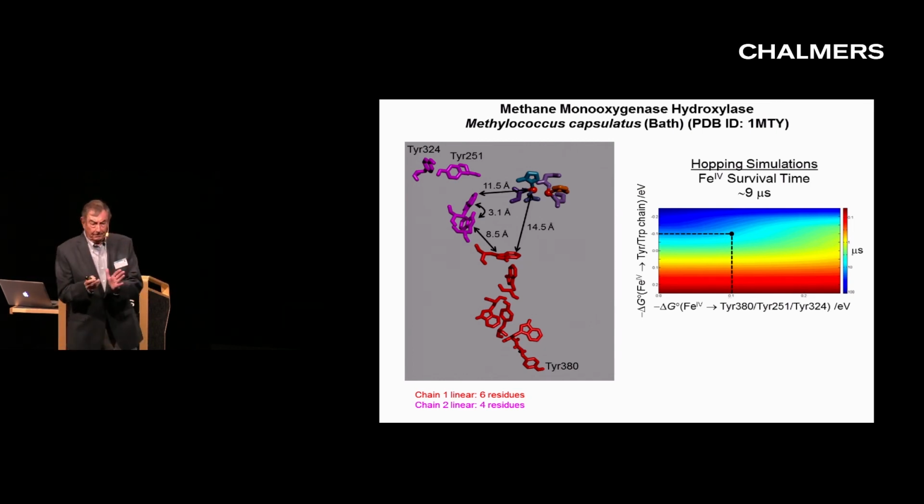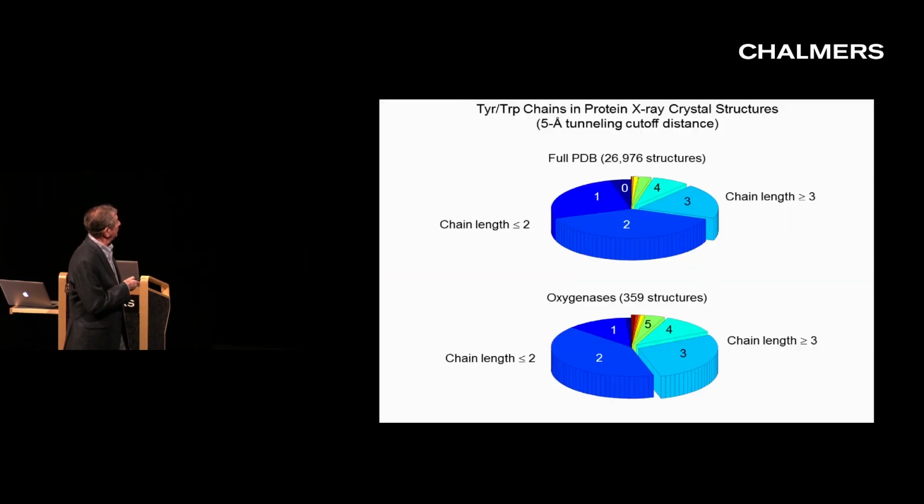The tyrosines and tryptophans are only 3 to 4 angstroms apart. They're coupled together, so for the single step, the tunneling through them is extremely fast. And it's dictated by the first step into the tryptophan. And that's timed exactly right so that you can get the turnover with methane to methanol in the enzyme. But if methane is not there, the system is protected by these chains.